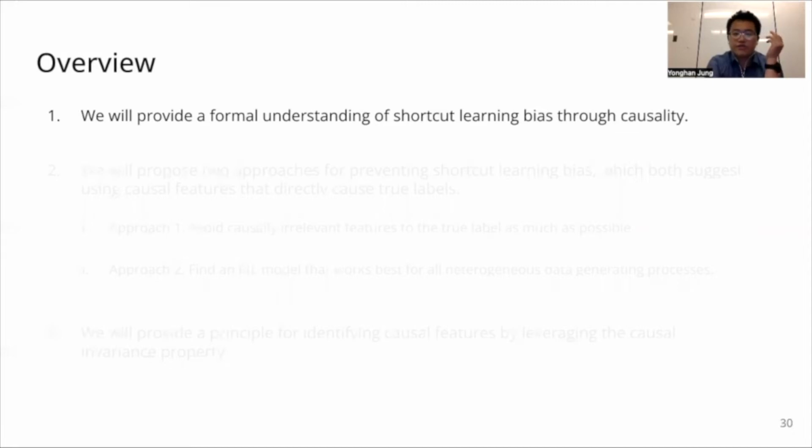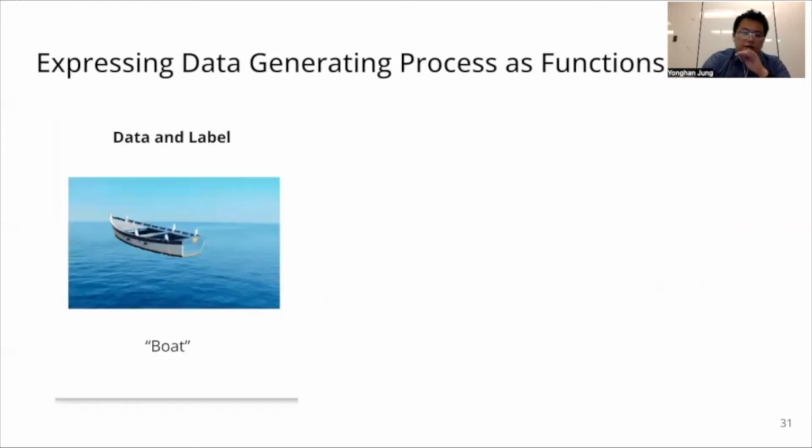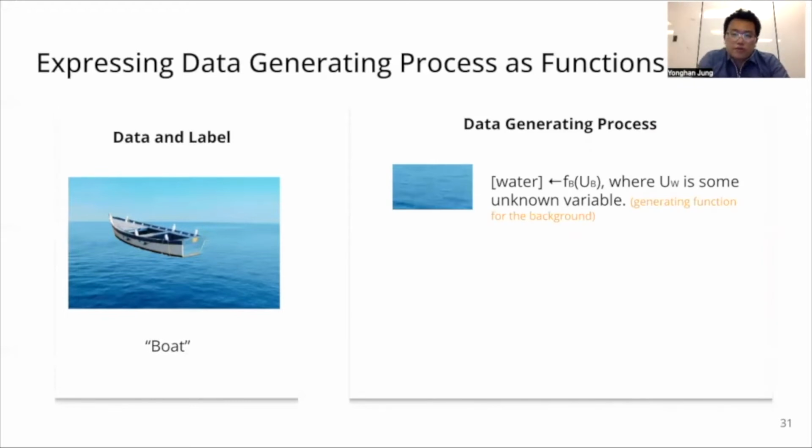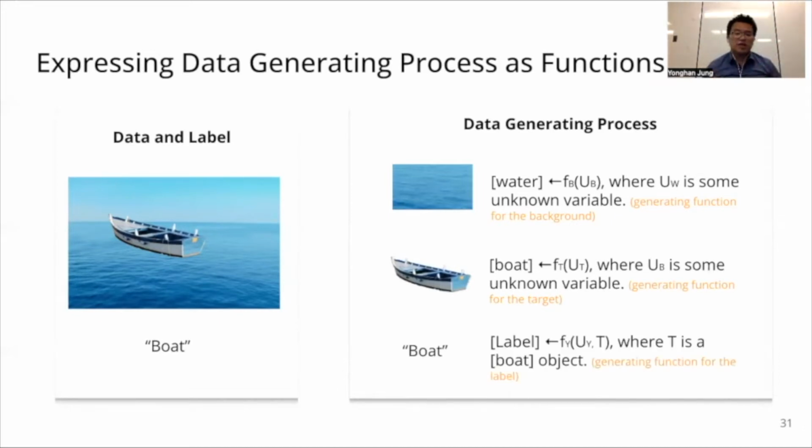So let's cover the first topic, a formal understanding of shortcut learning bias. We first note that the data generating process can be expressed as functions. For example, consider this data and the label. Our data generating process is composed of multiple functions. For example, we assume that there is a function that generates a background object, a function that generates a target object, and a function that generates a label.